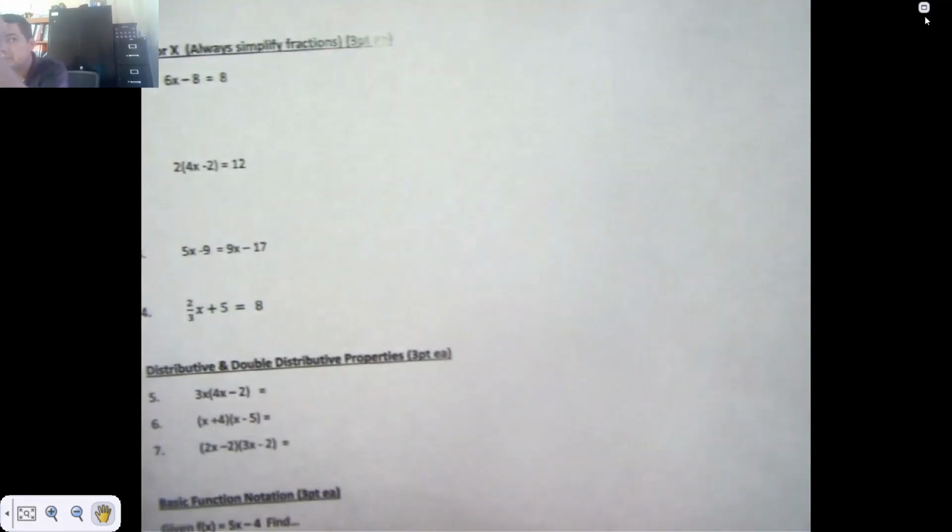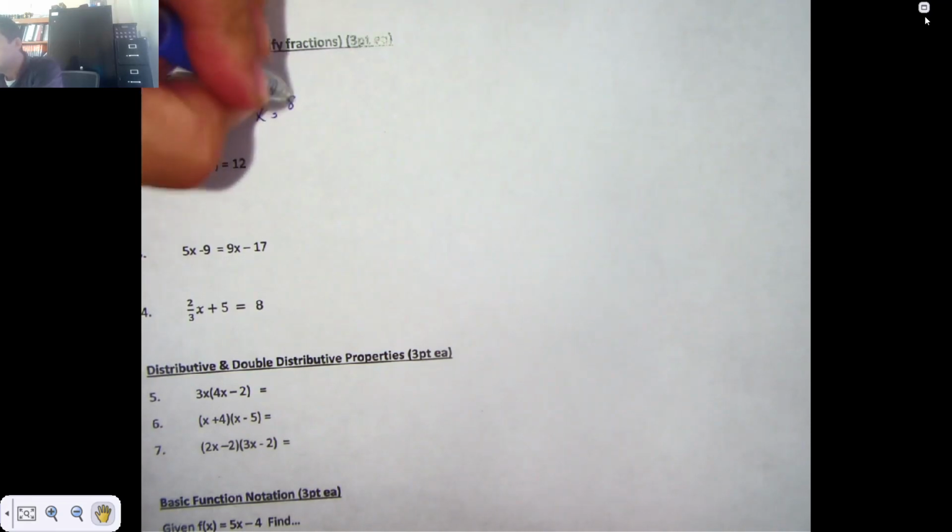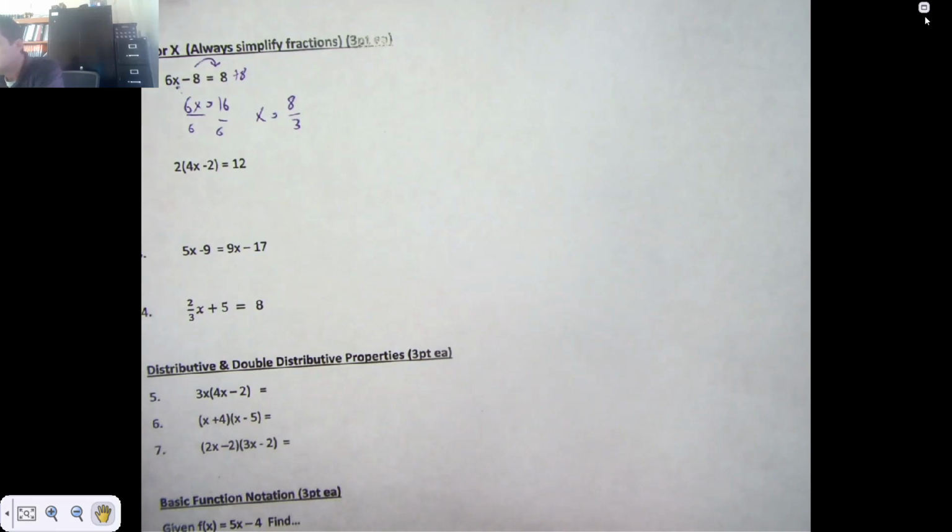That's important. So the first thing I'm going to do is try and isolate this x. The opposite of subtraction is addition. That'll give me 6x is 16. I'm going to divide by my 6. And 16 and 6 are both even. That's 8/3. On the second one, I'm going to invoke what's called the distributive property.